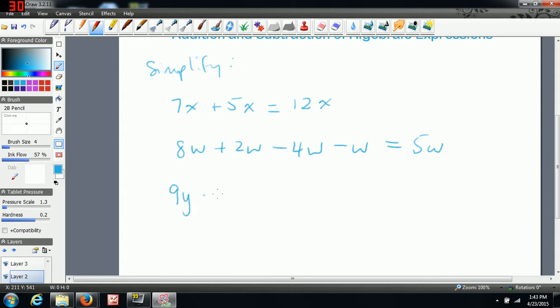What if you had 9y minus 3y? Again, these are like terms. They both have y's attached, so I would just go ahead and subtract and attach the y.